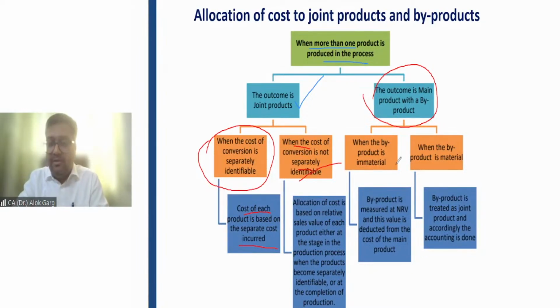Sir, what happens if the outcome is a main product with a byproduct, like kerosene with petrol? When the byproduct is immaterial, I have told you that it is insignificant. Simple. The byproduct is measured at net realizable value, and this value is deducted from the cost of the main product. That is a benefit. But when the byproduct is significant, the kerosene is as good as diesel. Of course, it has to be considered as a joint product.